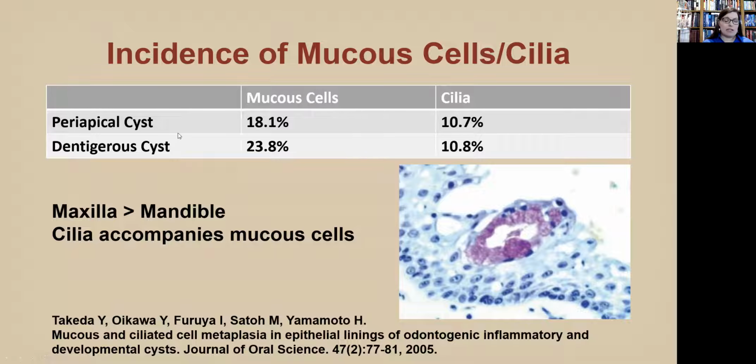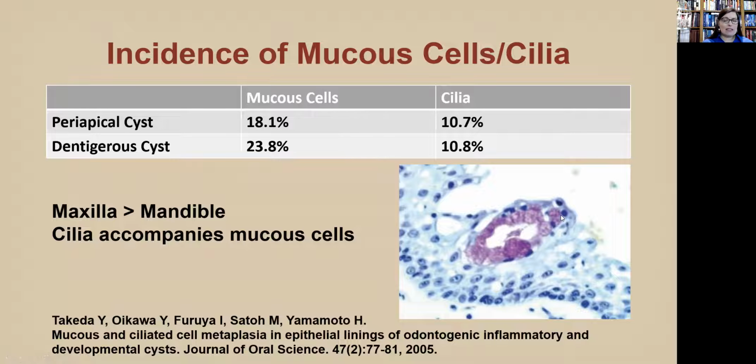In one study that looked at serial sections, in our periapical cysts and also our dentigerous cysts, about 20% of them had mucus cells. And then when mucus cells were present, cilia was present as well in about 10% of the cases. So you don't usually see cilia in the absence of mucus cells, but you can see it as an additional feature. And this is more common in the maxilla than the mandible, and that's something that does indeed make sense.